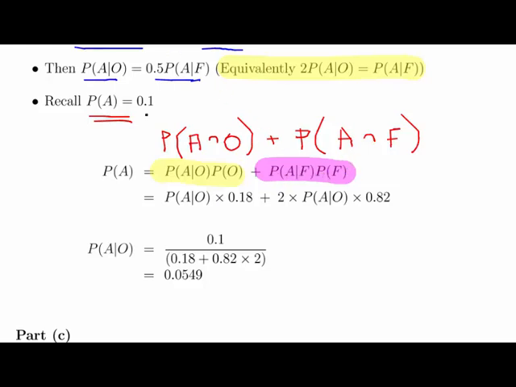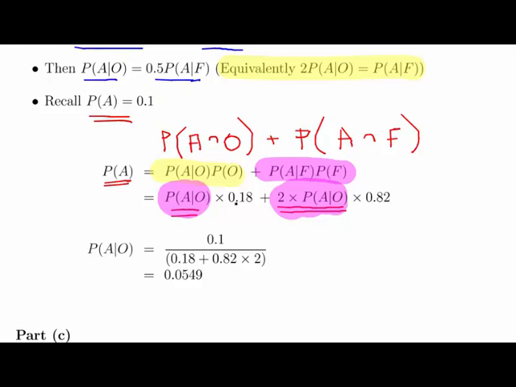Now, what we could do here is make life simple for ourselves. So we know this term here. We don't know what the probability of A given O and the probability of A given F are yet. So we have two unknown probabilities there, but we know that they're related to each other. So essentially what I'm going to do here is replace the probability of A given F with 2 times the probability of A given O. So, a little bit of calculator work.